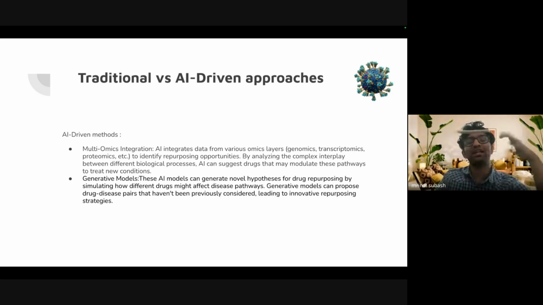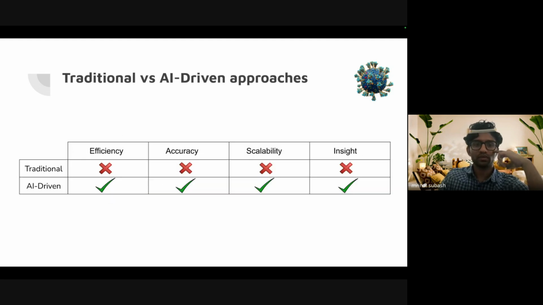So this is how generative models, when utilized, can be the best approach when compared to traditional approaches. Now I'm going to talk about how the AI-driven approach supersedes the traditional approach in multitudes.